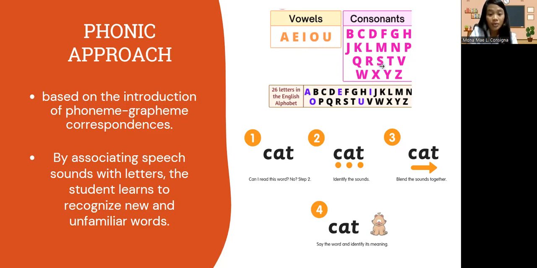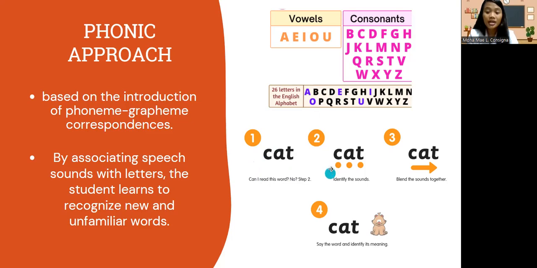In the phonic approach, they learn to sound out words by combining sounds and blending them into words. So with phonics, children will get to read the whole word cat. But the first step of getting there is by blending sounds to read. Here we can see some patterns. Number one, you ask the child, can you read this word? If the child says, no, teacher, I cannot read that, you will proceed to step two.